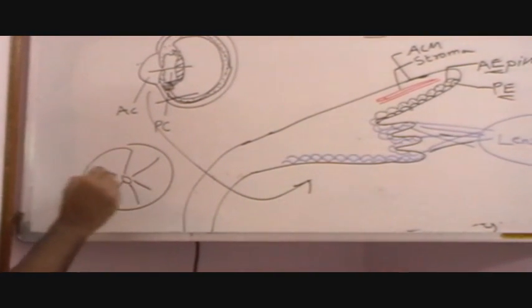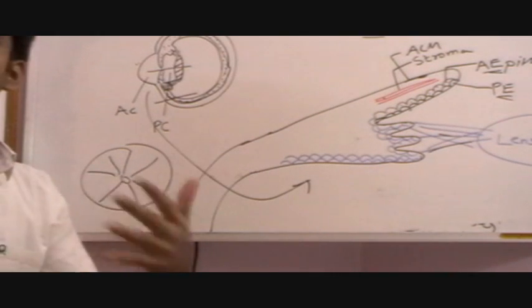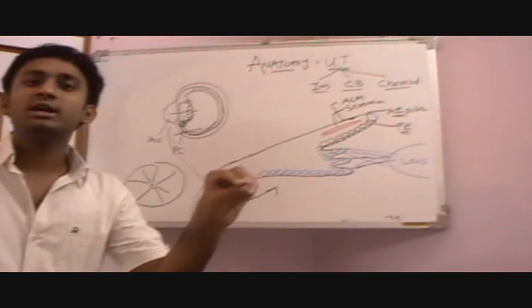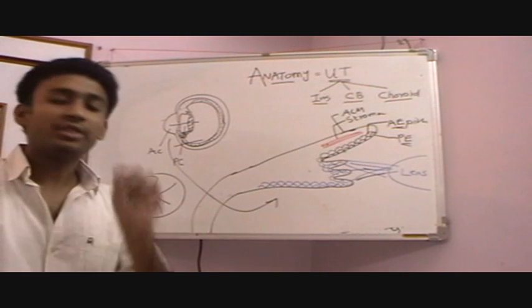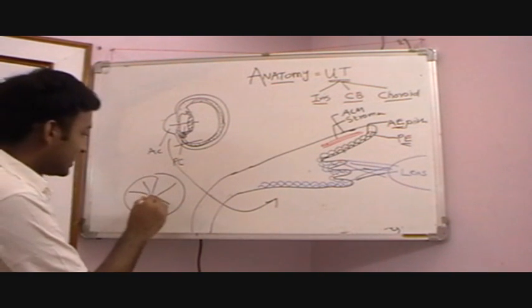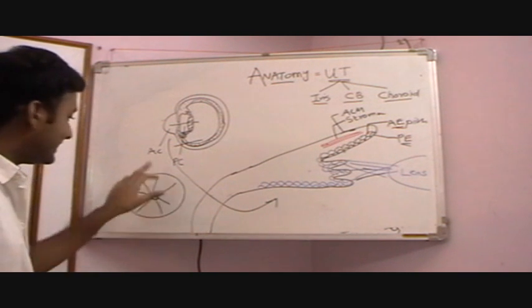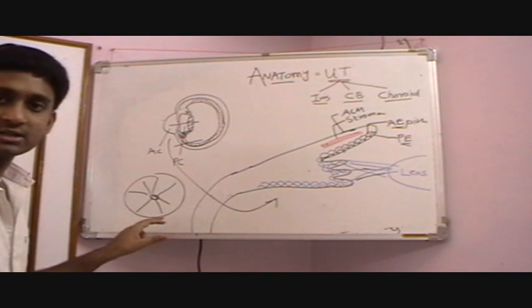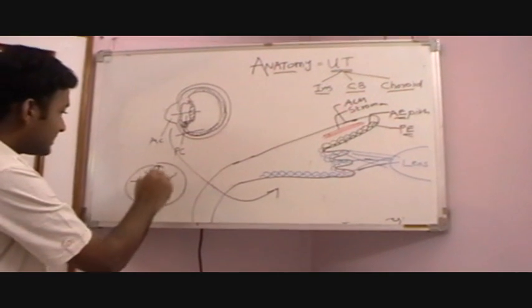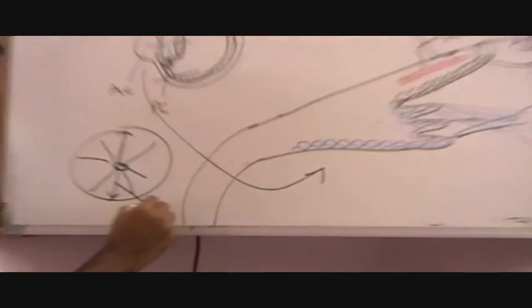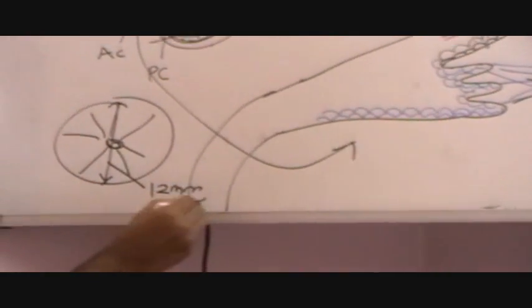This is the iris. It's like a diaphragm, like a camera shutter, which permits or limits the flow of light into this central hole called the pupil. So they will ask in the exams, what is the diameter of the iris? This diameter is 12 mm.